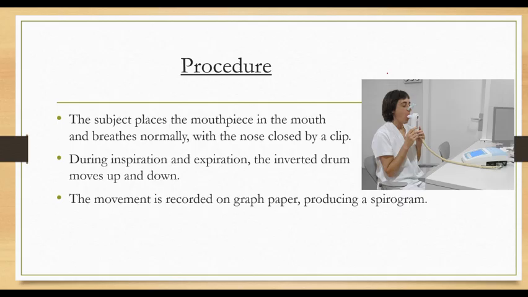Let's see the procedure of spirometer. A person places the mouthpiece in the mouth, with the nose closed by a clip, and breathes normally. During inspiration and expiration, the inverted drum moves up and down. The movement is recorded on graph paper, producing a spirogram.